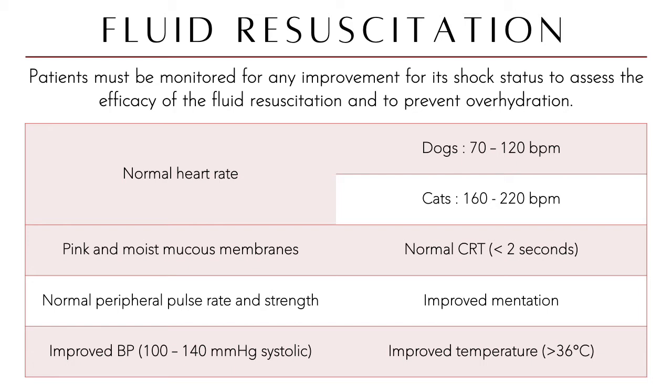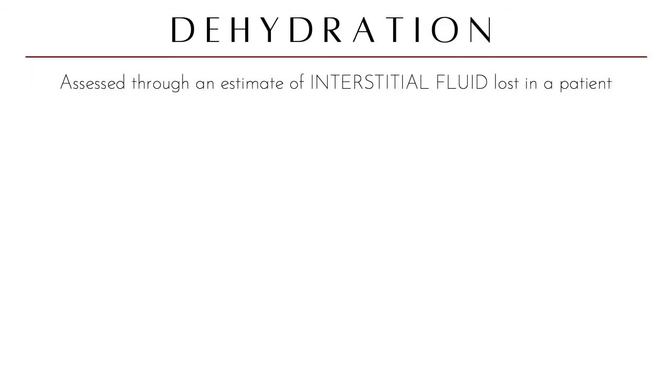Now, if your patient is not dehydrated, then you go into maintenance rate, right? And make that clear. Again, if your patient initially needed resuscitation but is not dehydrated, right, you can shift to maintenance directly after stabilization of your patient. However, if your patient is dehydrated as well, then you have to give replacement fluid, right? Now, dehydration is assessed through an estimate, right? It's usually just an estimate of how much interstitial fluid is lost in your patient.